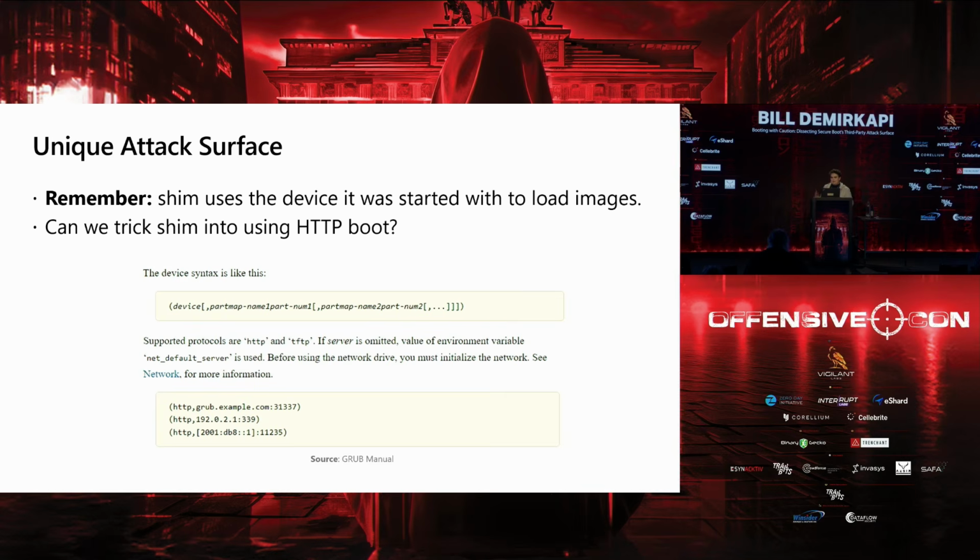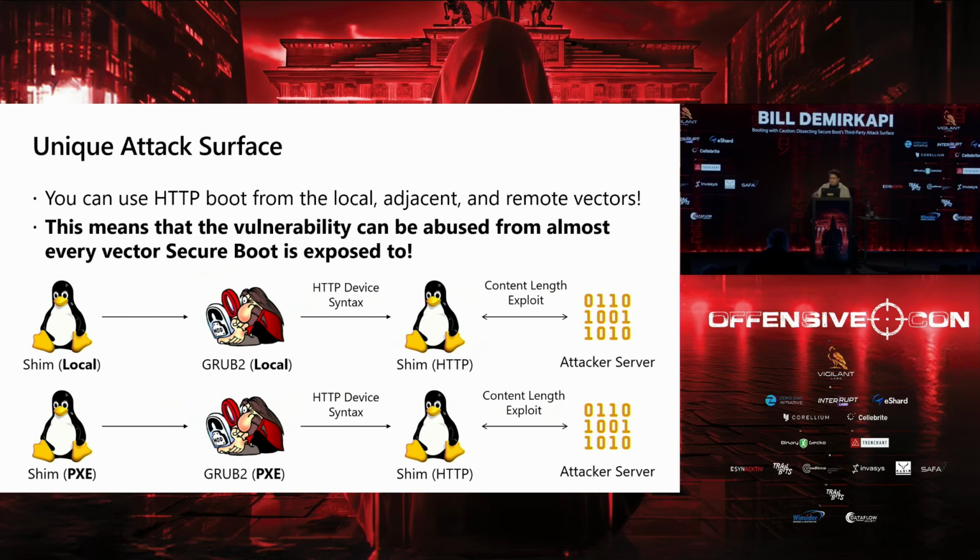So grub has a device syntax that allows you to specify a path on a remote server. And optionally, you can build grub with HTTP and TFTP. You can see the syntax below if I wanted to download a file from grub.example.com. Now, what I found was that you can actually use HTTP boot from the local, adjacent, and remote vectors.